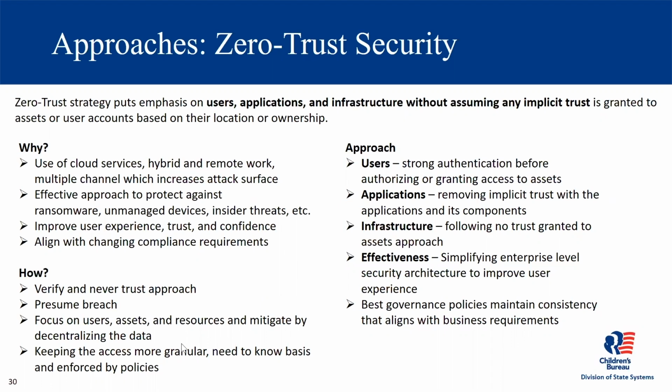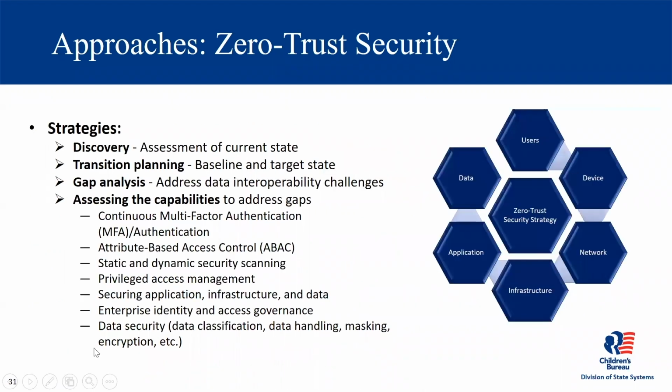We can now look at the approach at the different levels. I don't want to go into detail, but at the user level, you would have strong authentication before authorizing user access to assets. At the application level, we can remove implicit trust with the application and its components. A no-trust-granted-to-assets approach will be used in the infrastructure layer. From the effectiveness standpoint, it simplifies the enterprise-level security architecture and improves the user experience. Next slide, please.